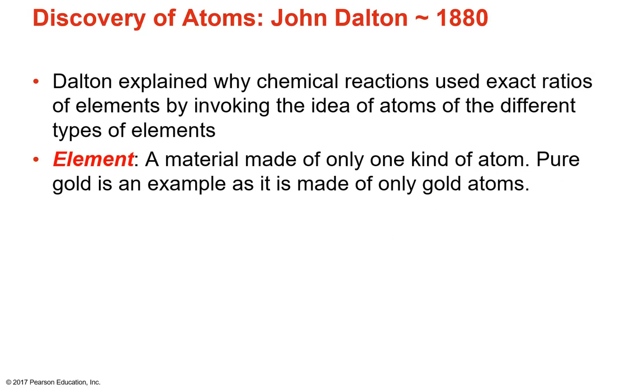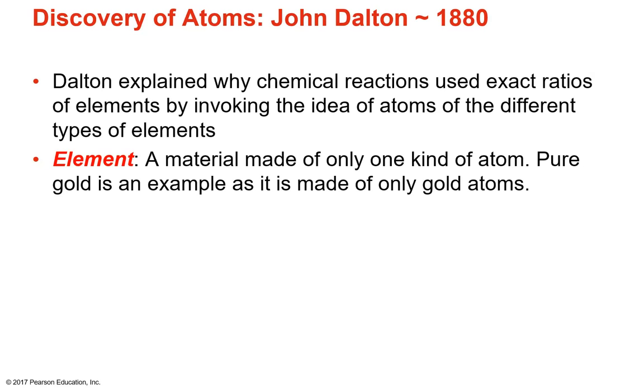Okay, now we get to the, quote, modern era. So we're jumping well ahead. John Dalton explained why chemical reactions occur in certain ratios. So much of this reacts with so much of that to make this. And he invoked the idea of atoms again, going back to Democritus, and that there are different types of atoms. And now we have our first vocabulary word. This is definitely something you will be tested on. An element. And an element is a material made of only one type of atom.